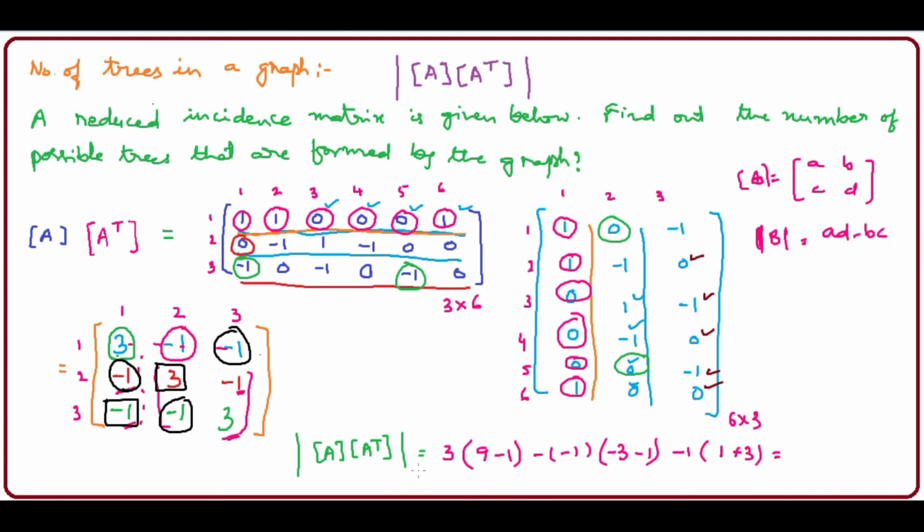So which is equal to 3 into 9 minus 1 is 8. 3 8s are 24. So it is minus 3 and minus 1 is minus 4. So minus into minus into minus. So it will be minus 4 only. So it is already 1 plus 3 is 4 into minus 1. It will be minus 4. So the final answer would be 24 minus 8. It will be 16. So 16 is the final answer.